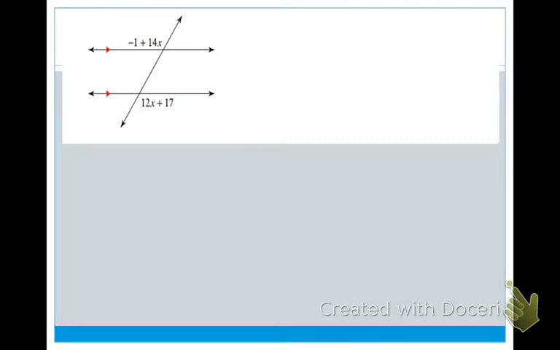Start with step 1. Define the relationship. Is there a relationship between these 2 angles? There sure is. What relationship is it? Alternate exterior. What do I know about alternate exterior angles? They are congruent. So I've just done the first 2 steps. So we have that they're alternate exterior, and therefore they are congruent.